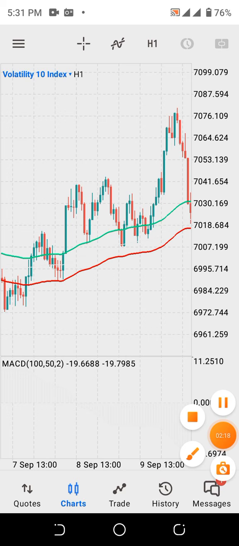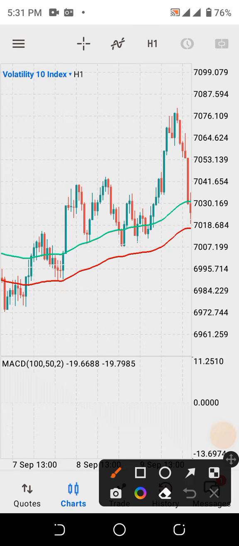Now this is my screen. You will see two lines, the green line and the red line. This is how the strategy works. Once the candlestick closes above the green line, from down it passes the red line and closes above the green line, that is a clear buy signal.